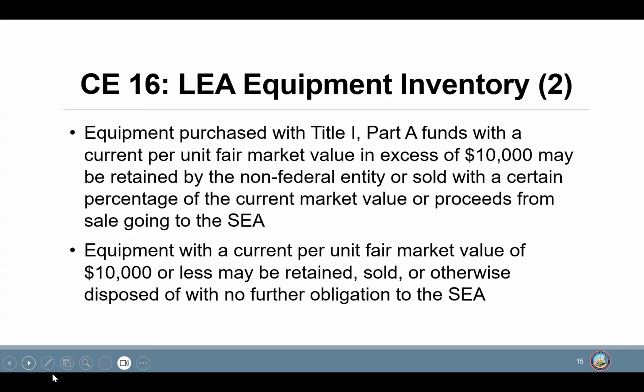The next two slides go over the actual historical inventory and the information you'll want to ensure it contains. The inventory should include the type and description of the item, the model or name, any available serial numbers, the funding source, in this case it would be Title I Part A, the federal award identification number, who holds the title, and when the item was acquired.